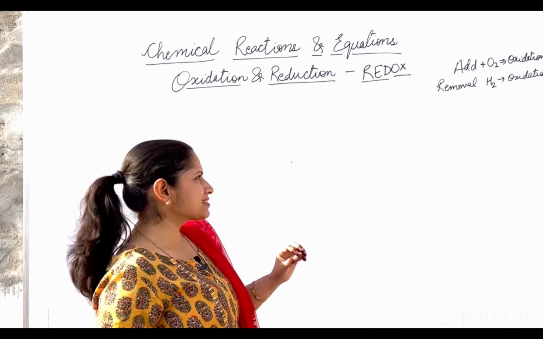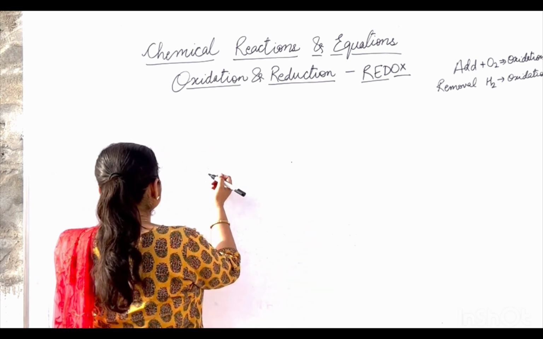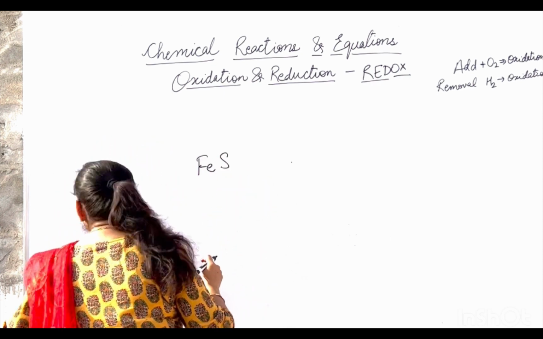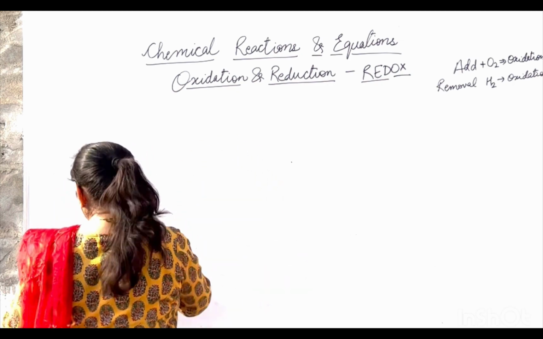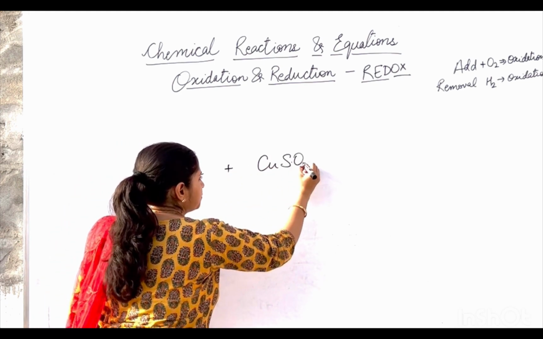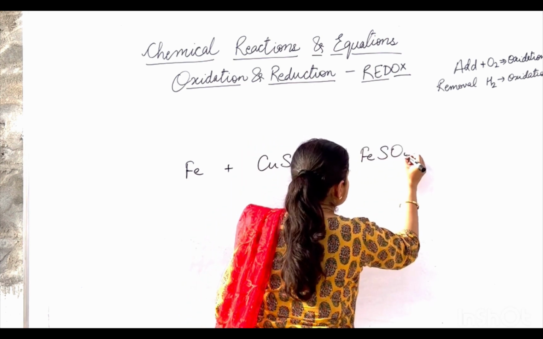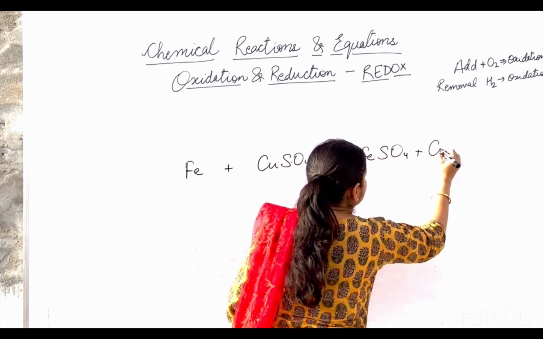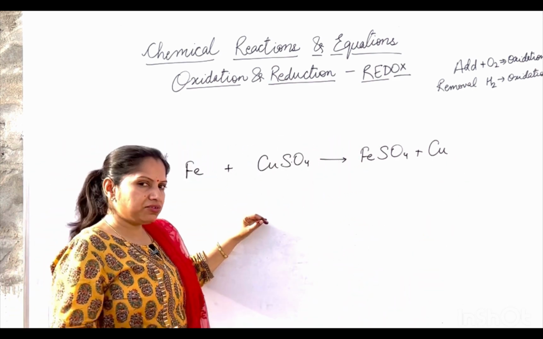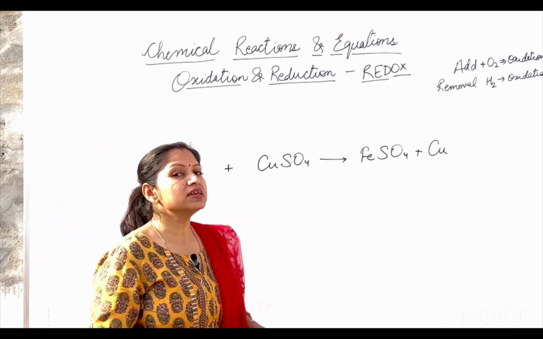But before that, let's consider one example that has oxygen in it. For example, ferrous sulfate, or we'll take copper sulfate, that is very much familiar to us. So iron combines with copper sulfate to form ferrous sulfate plus copper. This is an example of displacement reaction as well as exothermic reaction, as well as a redox reaction that you have seen.